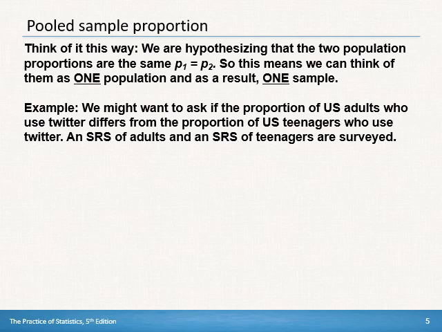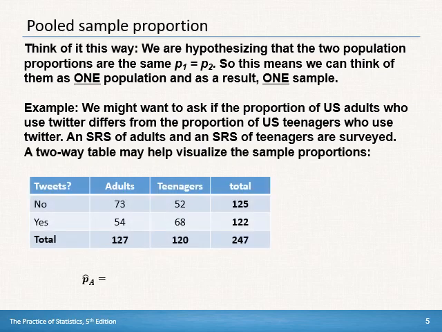We might want to ask if the proportion of U.S. adults who use Twitter differs from the proportion of U.S. teenagers who use Twitter. An SRS of adults and an SRS of teenagers are surveyed, and we have this two-way table. So what would be the p hat for adults? Well, it's just these two numbers as a fraction. And then what is the p hat for teenagers? It would just be these two numbers. But what would be the pooled p hat? The pooled p hat would be the sum of both of those rows. So we don't add the p hat sub a and p hat sub t. Instead, we pool it using our formula from the last slide.